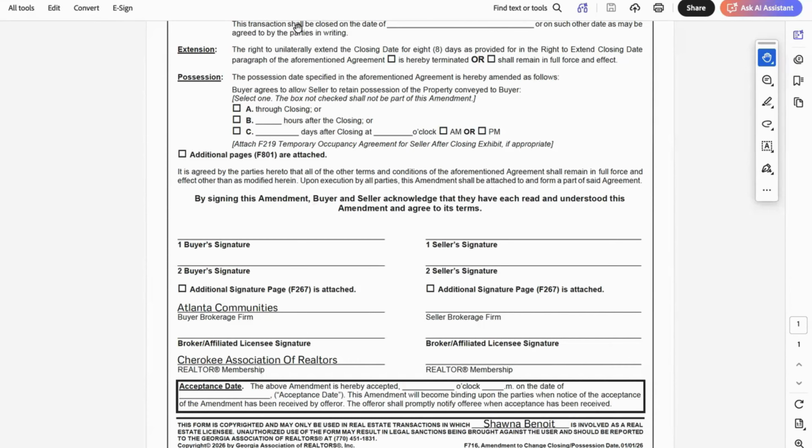And this concludes the F716 amendment to change closing possession date.